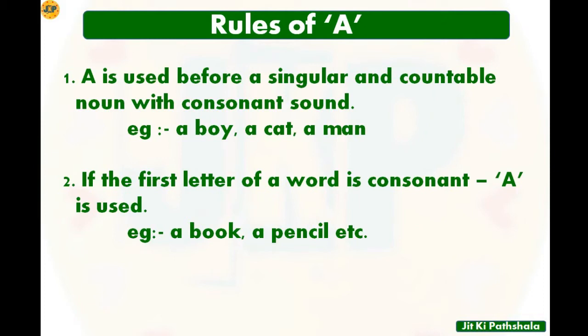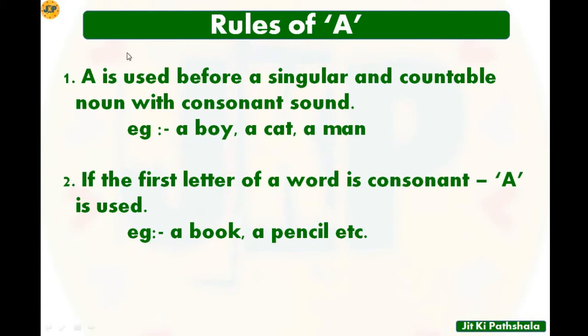Number one, A is used before a singular and countable noun with consonant sound. As we all know, there are 26 letters in the English alphabet where 5 are vowels, that is A, E, I, O, U, and the remaining letters are all consonants. So here the first rule of A is that it is used before a singular noun and it should be countable. But just remember that the sound of that word should be consonant.